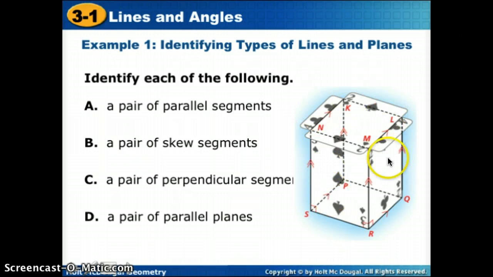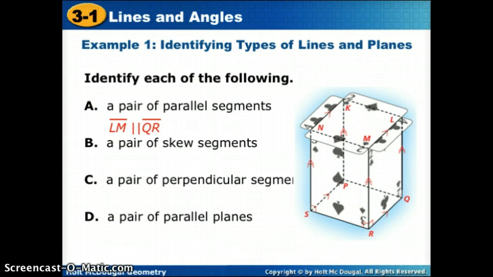Notice that all four of those lines have arrows on them. So they're all parallel. If they just want us to name a pair, we can just pick two. So we'll say segment LM is parallel to, remember our symbol, QR. I could have said a number of them.